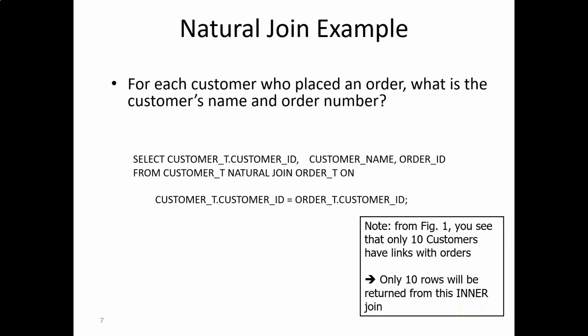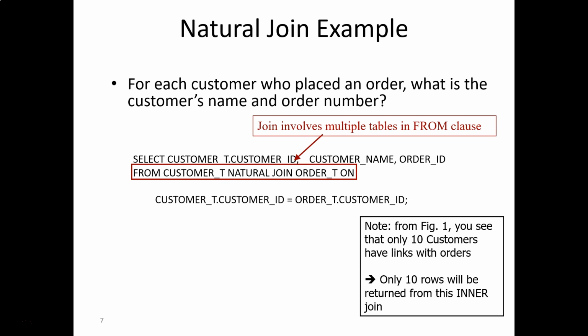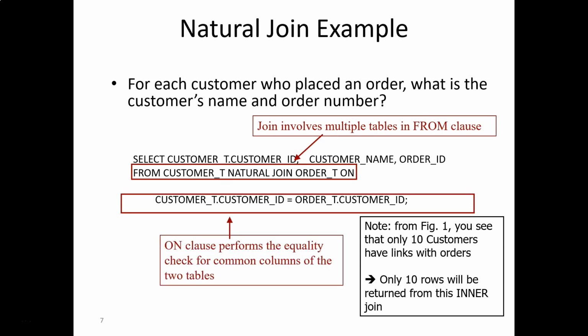Let's take a look at a natural join example here. The natural join, as I mentioned earlier, is the most commonly used form of join operation. So by default, most join operations you see in SQL are natural joins. The question we are trying to answer here is, for each customer who placed an order, what is the customer's name and the order number?